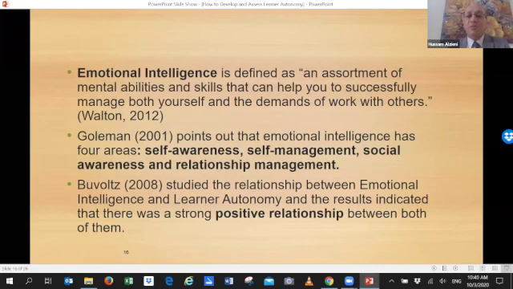The third point is emotional intelligence. I think most of us are familiar with emotional intelligence. According to Goleman, one of the pioneers in this field, we have 4 areas in relation to emotional intelligence: self-awareness, self-management, social awareness, and social management. And also by reviewing literature, I found that there is a positive relationship between emotional intelligence and learner autonomy. The person who can manage himself, who knows something about himself, who can communicate with his society, who can manage the relations with the people around him, is an autonomous learner as well.